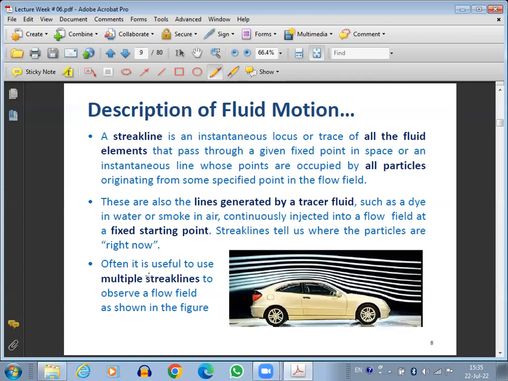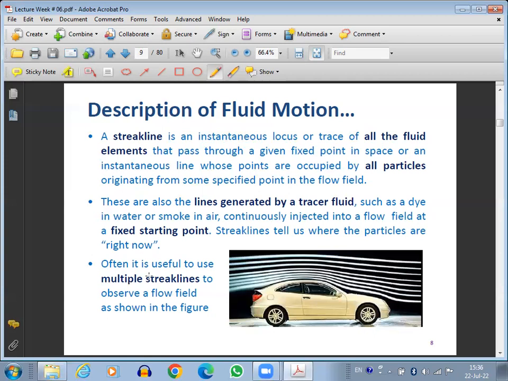Now, the ink line is formed. Why? Because all the fluid particles which pass through that point where the pen was took the ink particles with them, and then you can see how the fluid is flowing. Now you are not tracking a single particle. Path line was when you were tracking a single particle. Now you are tracking all the particles which have passed through a single point.